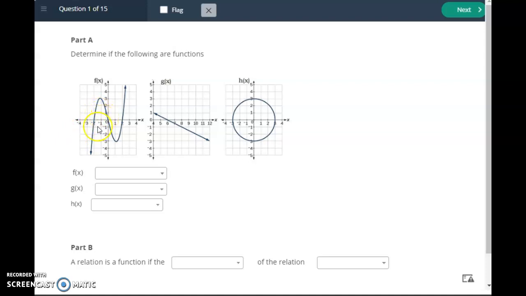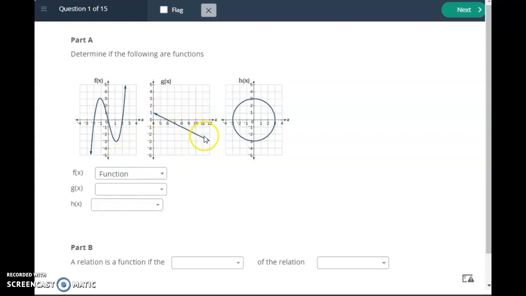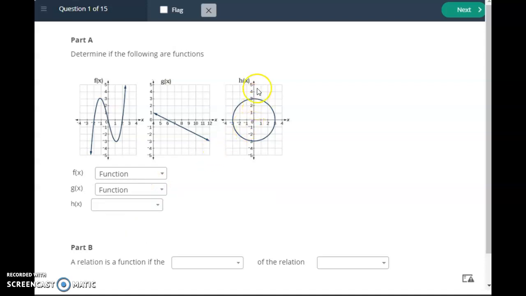The vertical line test is if you put a vertical line anywhere across the function, it can only cross one point of the function. So in f of x, if you draw a vertical line, it's always only crossing the blue squiggle at one point. So this would be a function. G of x is a line. That is a function.